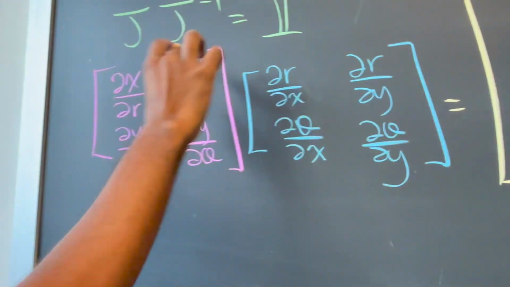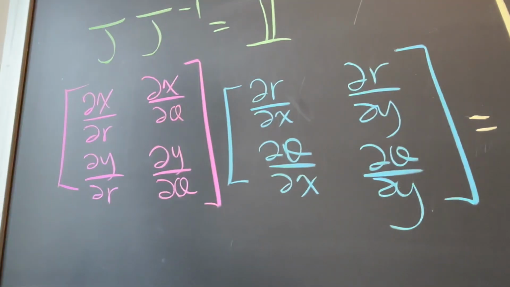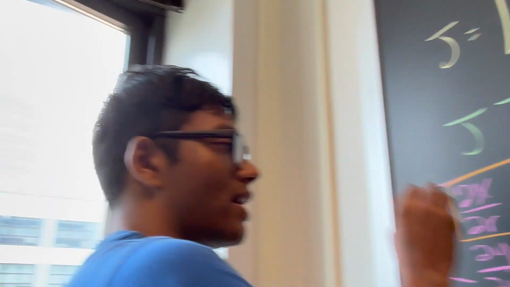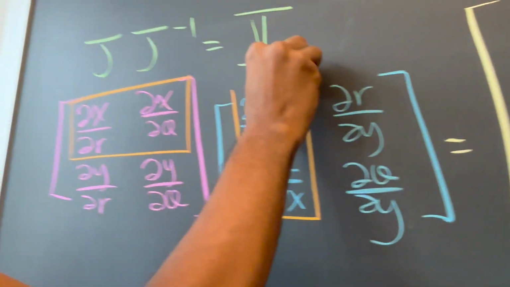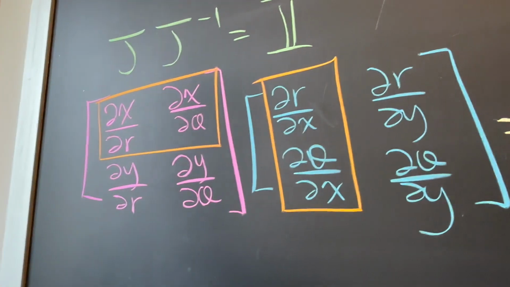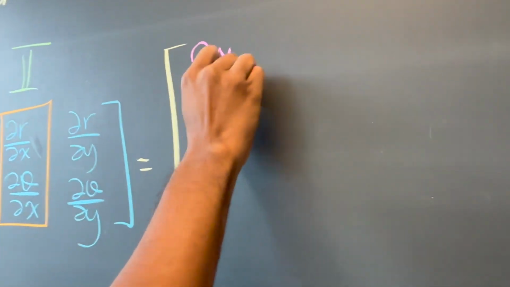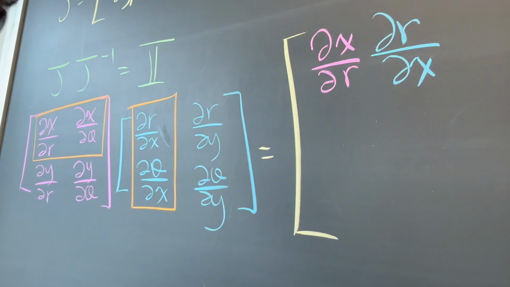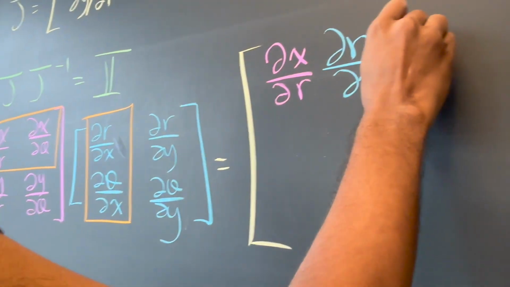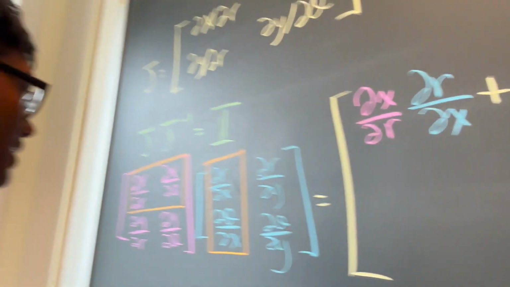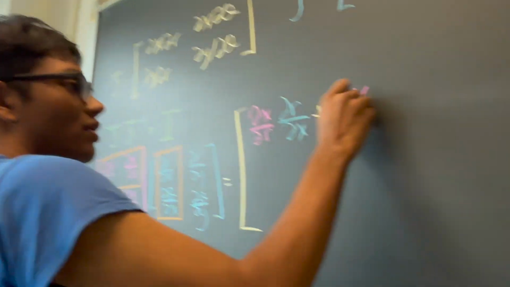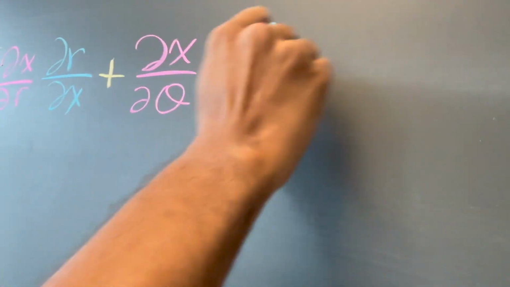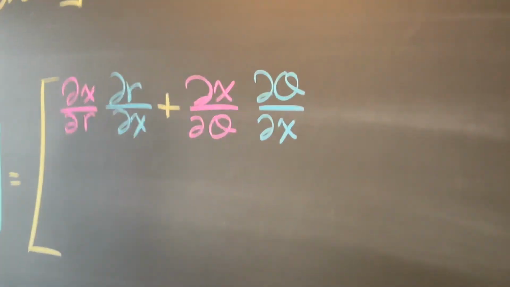So we're going to take this row, multiply it by this column. I just want to make sure that's clear for the viewers, so let me highlight that. I'm going to multiply this row by this column. So we're going to get partial x partial r times partial r partial x. And let's use a neutral color for the summation. And partial x partial theta and partial theta partial x. All right, so our first summation is done.